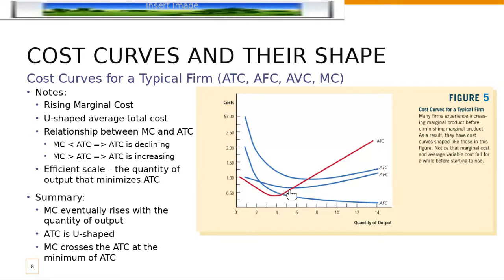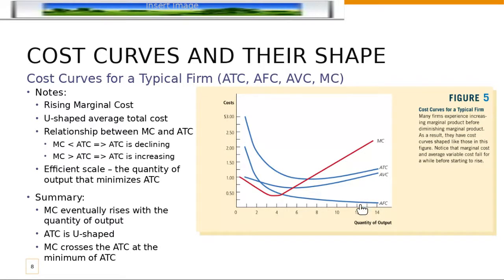Where marginal cost intersects average variable cost, that is also the cost minimization point for average variable cost. And average variable cost will increase once marginal cost exceeds it. But there's one last thing I want to note here. Notice that the average fixed cost basically approaches zero the more and more you produce.